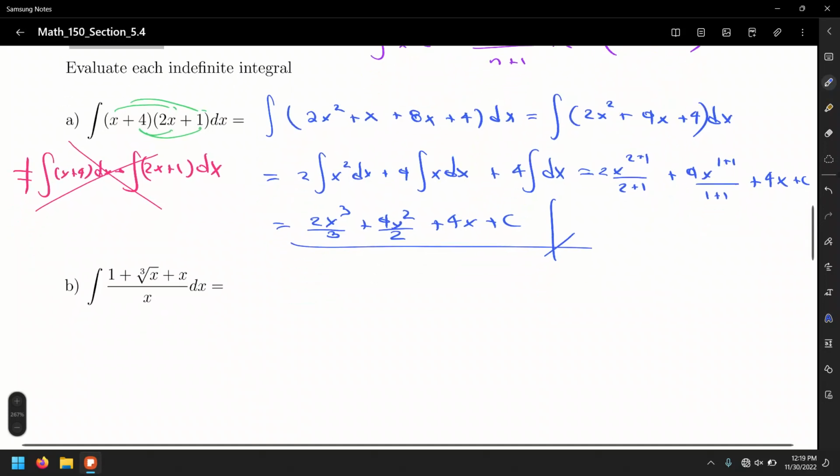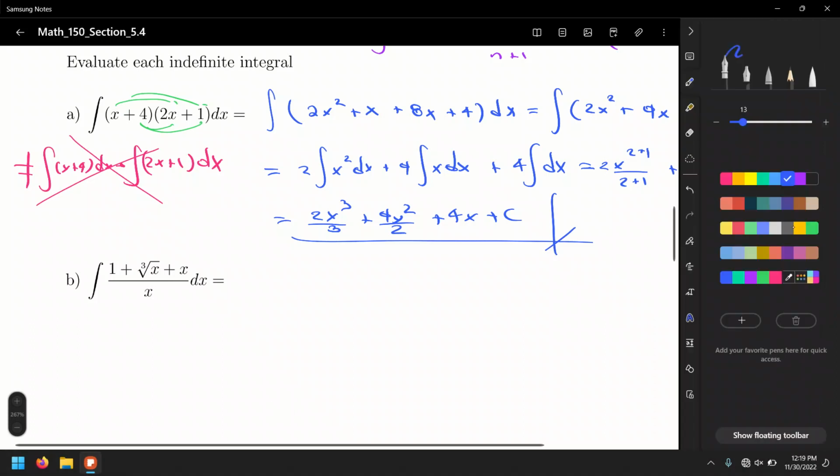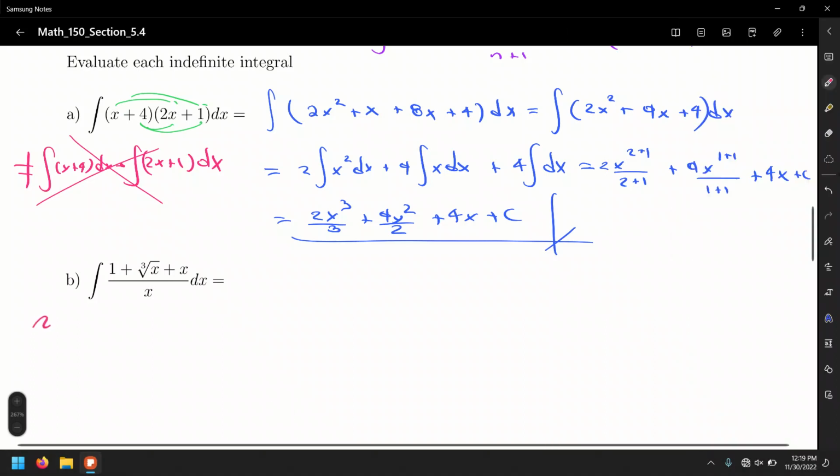Letter B. Let's do another one for letter B. In this situation, we cannot integrate a quotient. So again, just the same way I showed you earlier with a previous example, this is not equal to the integral of 1 plus the cube root of x plus x dx over the integral of x dx. No, this is not what we're supposed to do. There's no such thing as a quotient rule for integrals, all right?